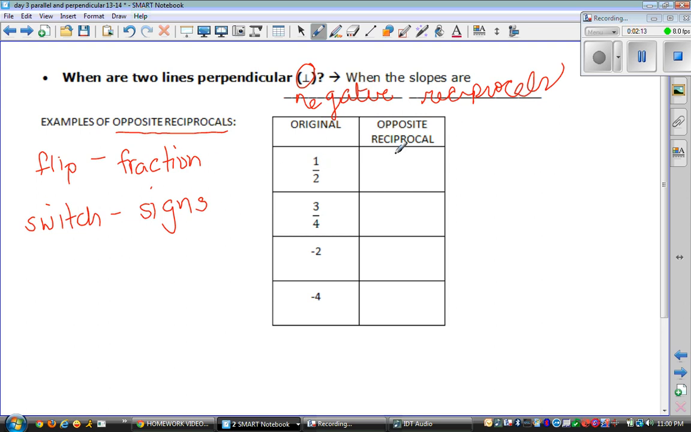So if I flip this fraction, it becomes 2 over 1. This one's positive, so this one's negative. Flip this fraction, it becomes 4 over 3. This one's positive, so this one would be negative. This is really -2 over 1, so if you flip it, it becomes 1 over 2. Since this one's negative, this one will be positive. This is really -4 over 1, so if you flip it, it's 1 over 4. Since that one's negative, this one will be positive.